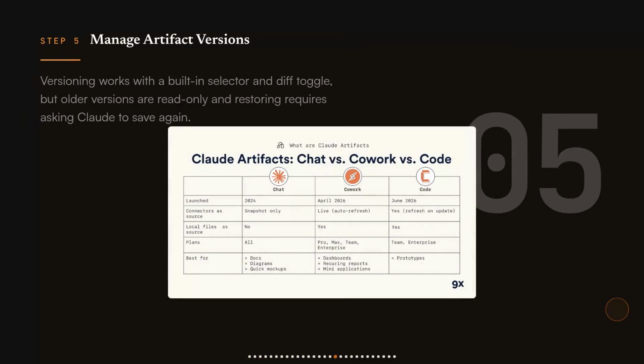Step 5, manage artifact versions. You get client feedback, Claude makes changes, and then you realize you preferred the version from 3 edits ago. If you don't know how the version selector works, you're stuck manually reprompting and hoping Claude rebuilds it the same way. The version selector lives at the bottom left of the artifact, and there's a diff toggle built right in.